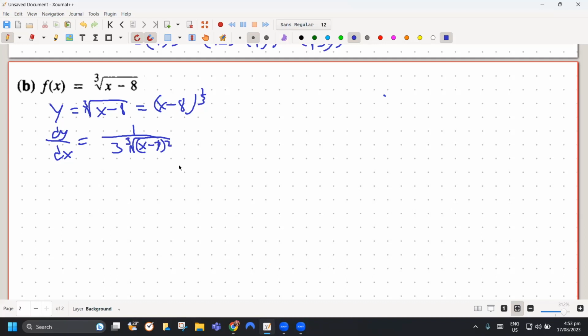So x minus 8 square. So, sige, ngayon, express x in terms of y. Kasi, di ba, ang kailangan natin pakita, dx dy, pag kinakilita natin yung dx dy, it's the same as 1 over dy dx. So, express x in terms of y, and then differentiate with respect to y.